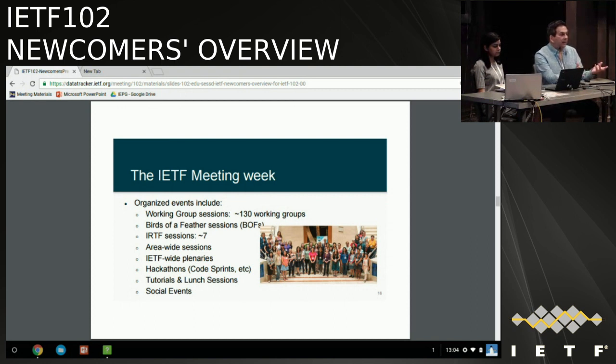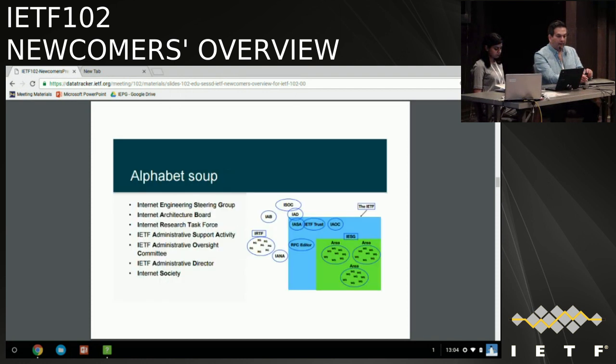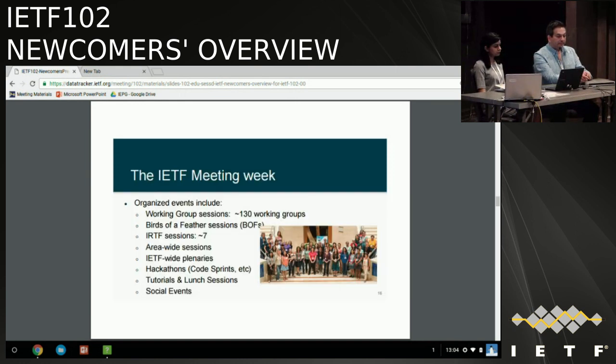An IETF-wide plenary, I had to just look it up before. Plenary means that's a meeting where everybody goes. And the way they do that is there's nothing else scheduled. If you look back at the alphabet soup slide, the bulk of the plenary is all of these organizations giving a status update. And then there's a Q&A period. There's often one or two speakers on topics that are usually pretty interesting.